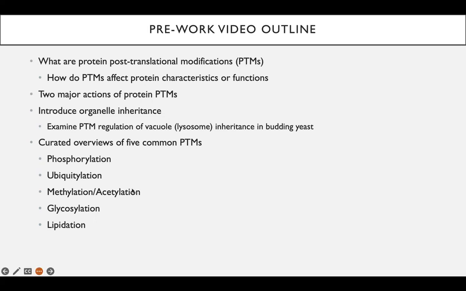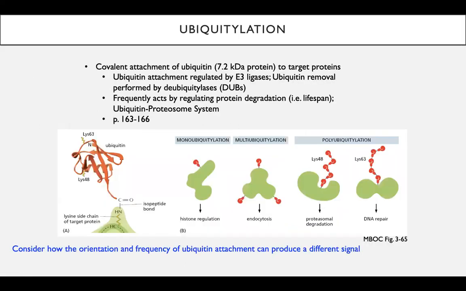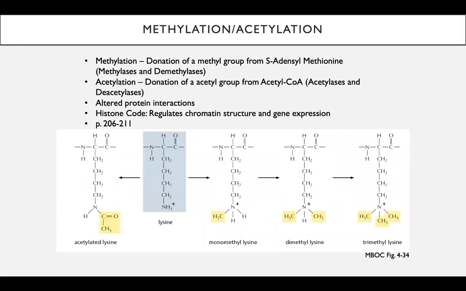As I said, these next slides are curated overviews of 5 common PTMs. I'm not actually going to talk through them, but I will briefly pull them up so that they can also be seen in the video. So this next slide is on phosphorylation. There are some key pages where the text covers phosphorylation shown here. These next 2 slides are on ubiquitination. This is a slide on methylation and acetylation.